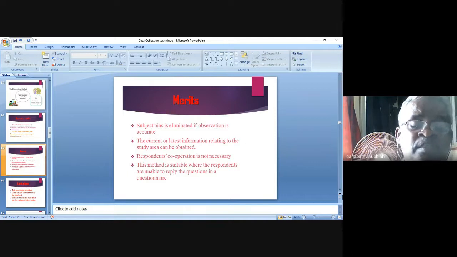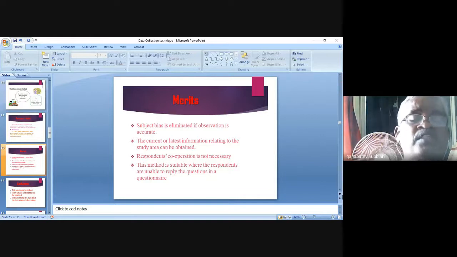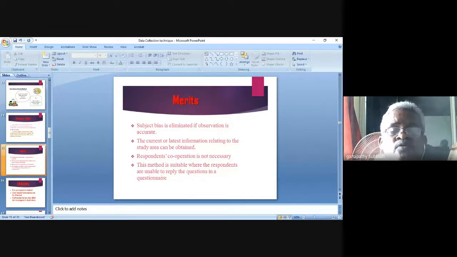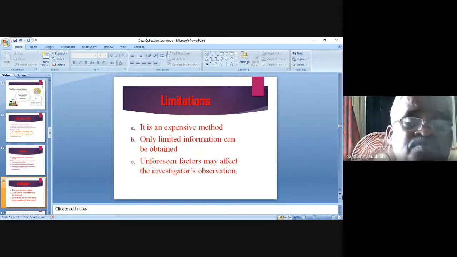Then respondent cooperation is not necessary. In the observation method, there is no interaction between researcher and respondent, so cooperation is not necessary for this method of data collection. This method is suitable where the respondents are unable to reply to the questions in the questionnaires. All the information is collected by the researcher itself. There is no reply expected by the researcher. Then there are some limitations. It is an expensive method.